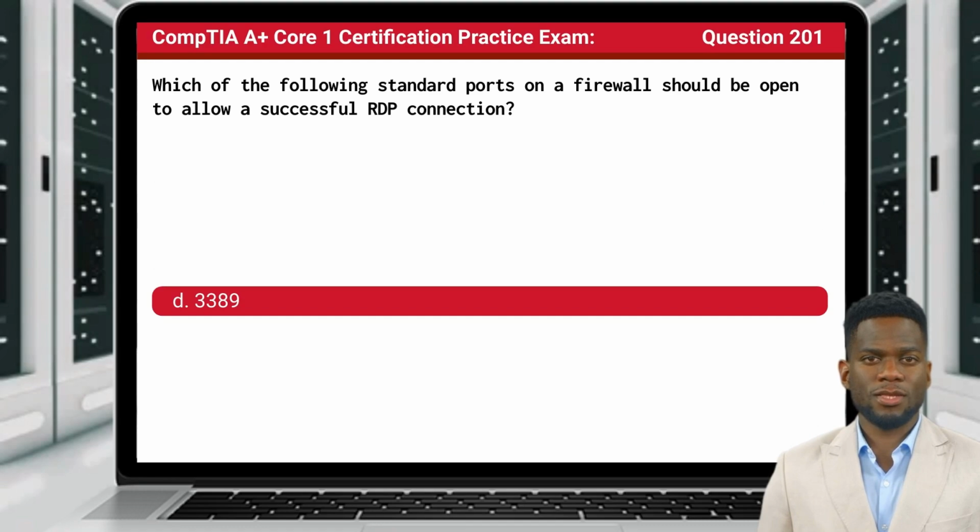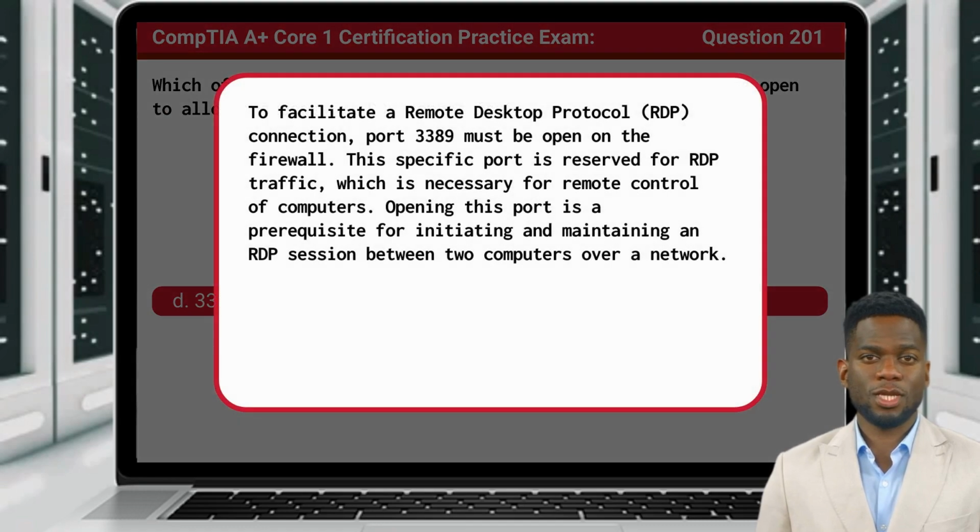The answer is D. 3389. To facilitate a remote desktop protocol, or RDP connection, port 3389 must be open on the firewall. This specific port is reserved for RDP traffic, which is necessary for remote control of computers. Opening this port is a prerequisite for initiating and maintaining an RDP session between two computers over a network.